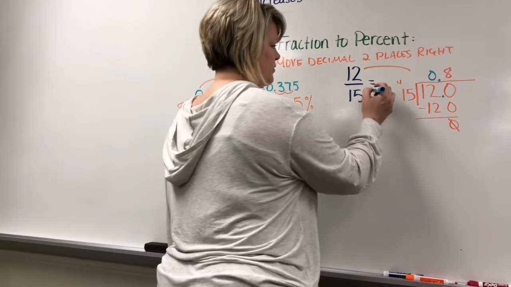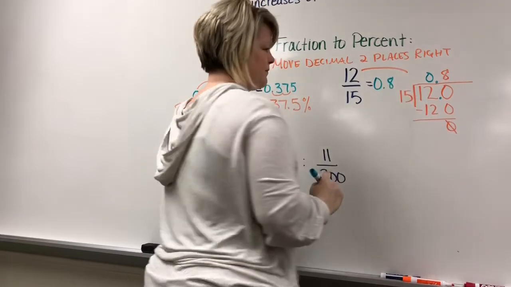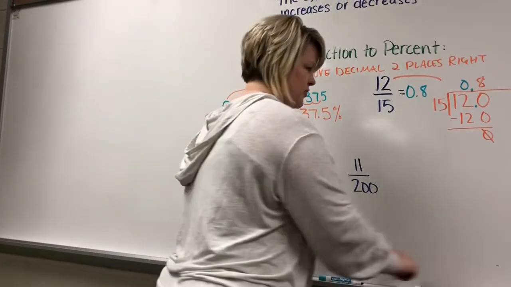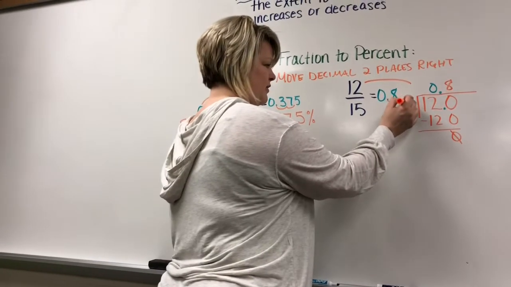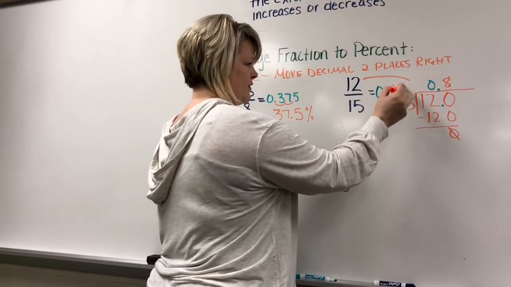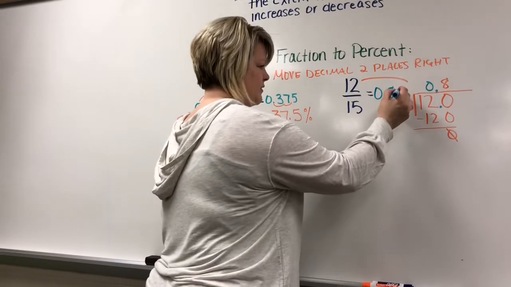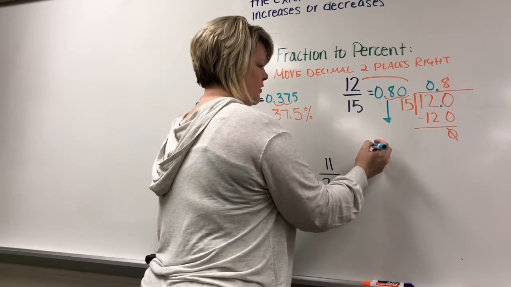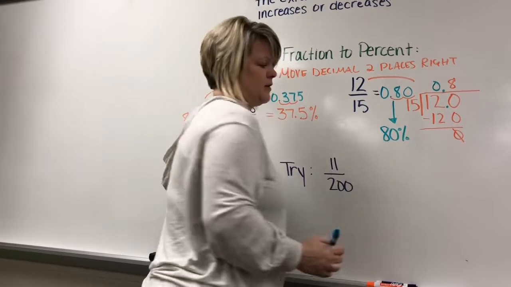So I know that it equals 0.8. I still have to change that into a percent. So now I have to take this and move it 2 places to the right. Well, I have this big empty space here, so I just add a 0. Because of room, I'm going to put an arrow here. So that gives me 80%.